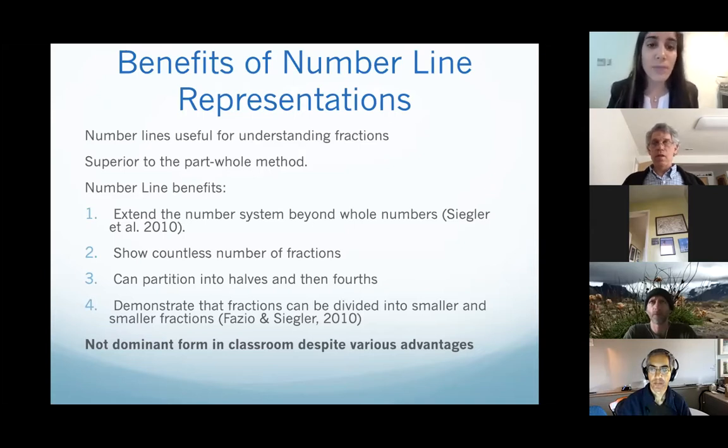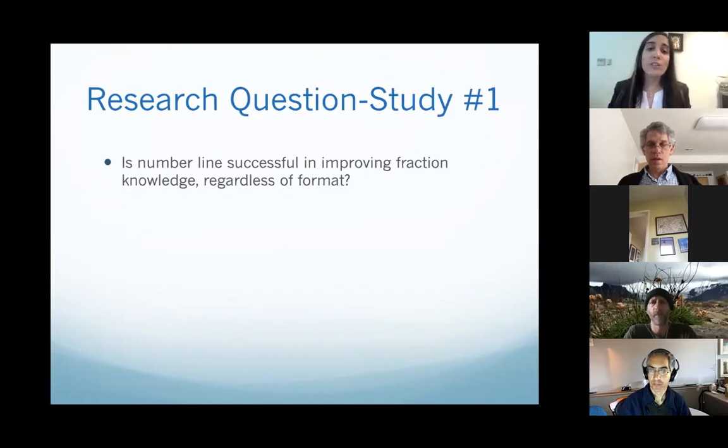Even though there are many benefits to this representation, this is not the dominant form used in classrooms. So I was looking at a lot of number line studies, and in many of them, it was not clear whether the number line was the reason for the students' improvement in fraction knowledge. Also, many times they only used one number line condition to compare to the control. So there was not much to see if the number line was inherently useful regardless of the format it is in.